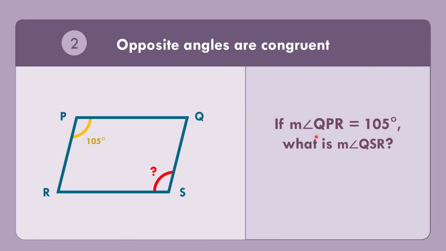If the measure of angle QPS, with P in the middle, is 105 degrees, what is the measure of angle QSR? The middle letter is S. So what could be the measure of angle QSR? That is also equal to 105 degrees, because angle P is equal or congruent to angle S. So if that is 105 degrees, the measure of angle QSR is equal to 105 degrees.